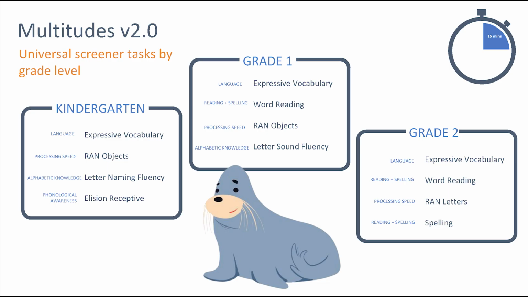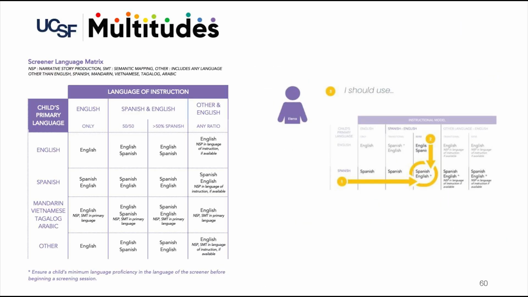As I mentioned before, there is this screener language matrix, which I think can be really helpful, whether you're using Multitudes or a different screening measure, which is the student's primary language and their language of instruction. That happens a lot, where the student's primary language may be English, but their language of instruction may be Spanish, in which case, which language do we want to screen them in? So I think this can be a really helpful tool, along with the language matrix ideas from the other screener.